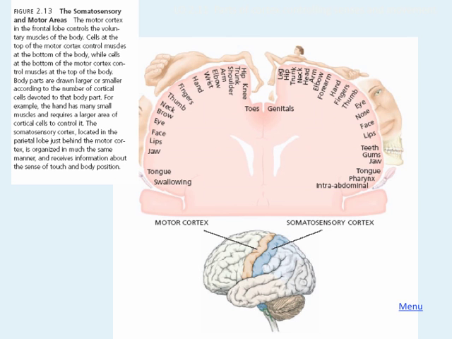Alright, so the motor cortex, which we talked about earlier, is in the frontal lobe and controls the voluntary muscles of the body. So when you pick up your hand and scratch your face, you're using this part of your brain. The cells of the top of the motor cortex control muscles at the bottom.